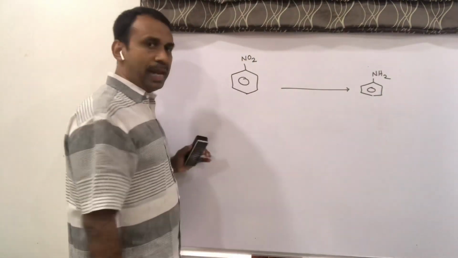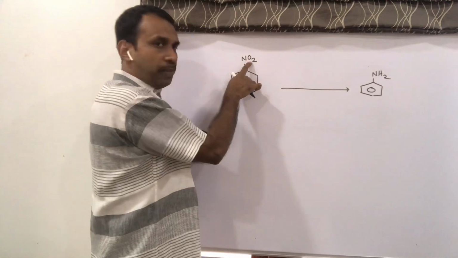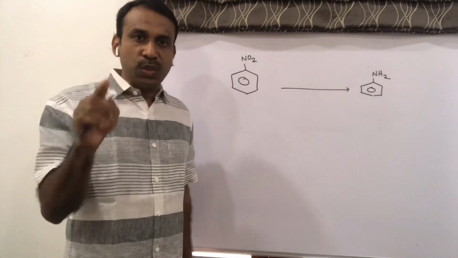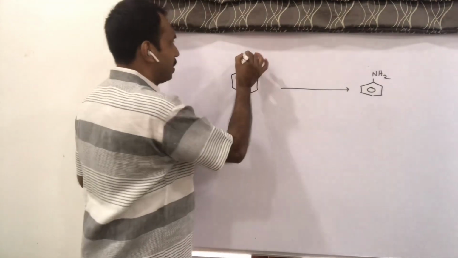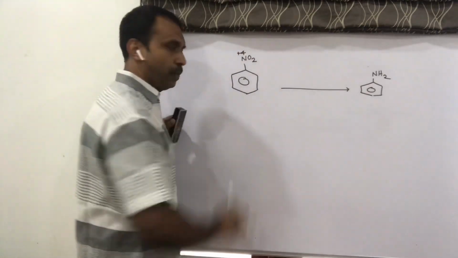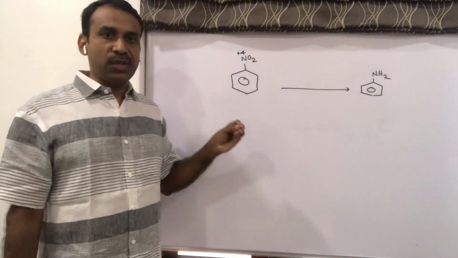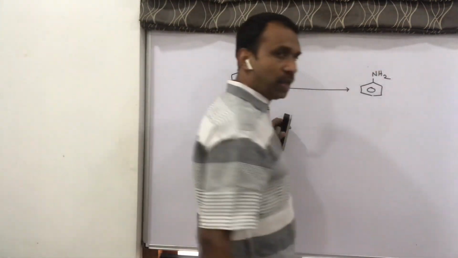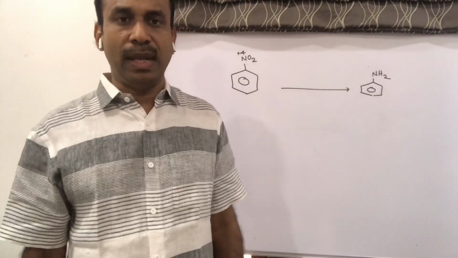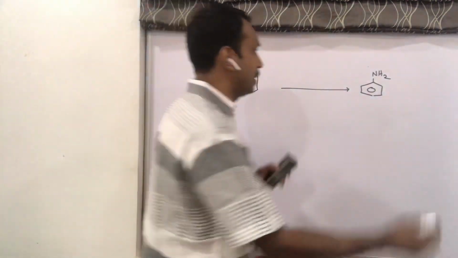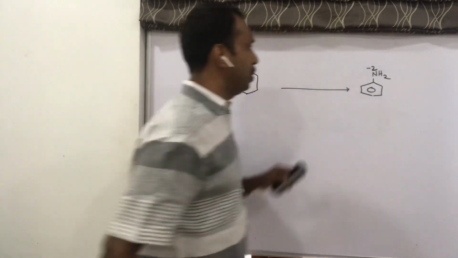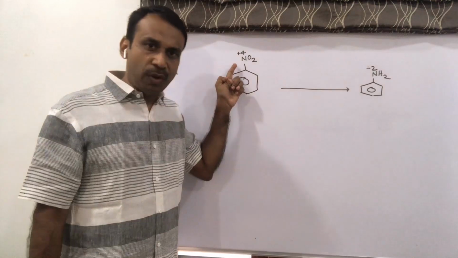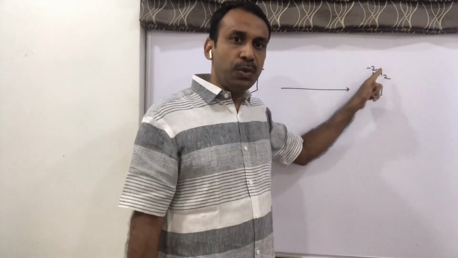Find out the oxidation number of nitrogen. We know oxidation number of oxygen is -2. There are 2 oxygen. So total will be -2 into 2, -4. So oxidation number of nitrogen will be +4. In nitrobenzene, oxidation number of nitrogen is +4. Now here, oxidation number of hydrogen is +1. There are 2 hydrogens, so total +1 into 2, +2. Hence, nitrogen will be -2. You see on both sides. Here, oxidation number of nitrogen in NO2 is +4 and that of nitrogen in NH2 is -2.